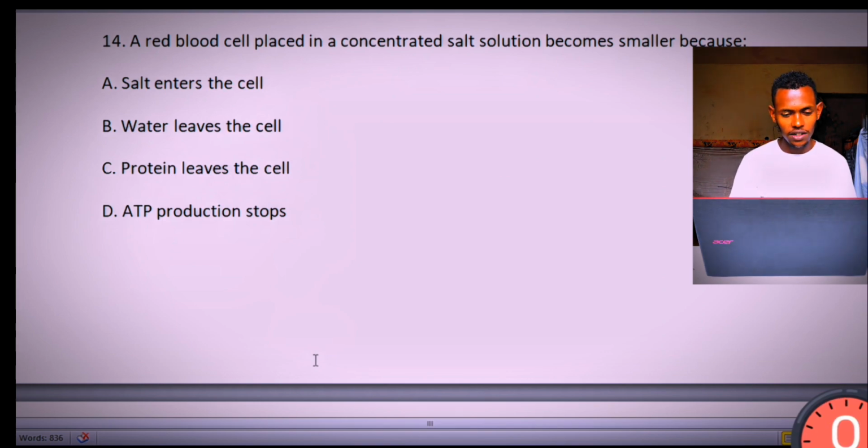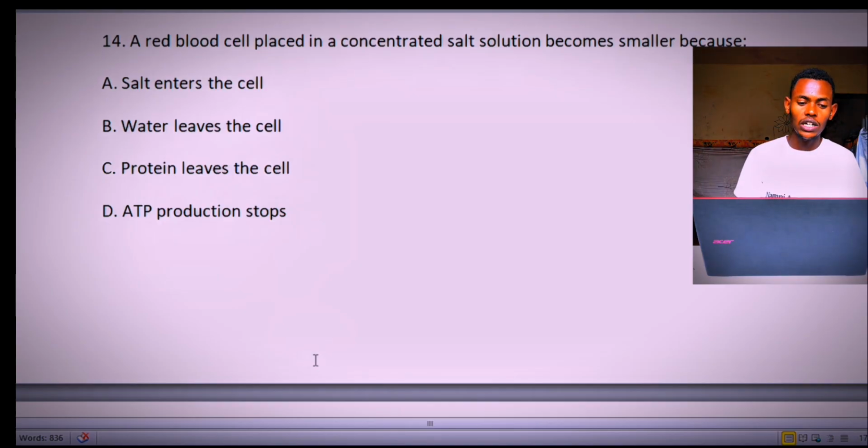So, what is the answer? The answer is B. Water leaves the cell, not salt, not protein, not the stop of ATP production. Why? Because water always moves from low salt concentration to high salt concentration. The concentrated salt solution attracts water from the cell, so the cell becomes what? Shrunken or small in size.